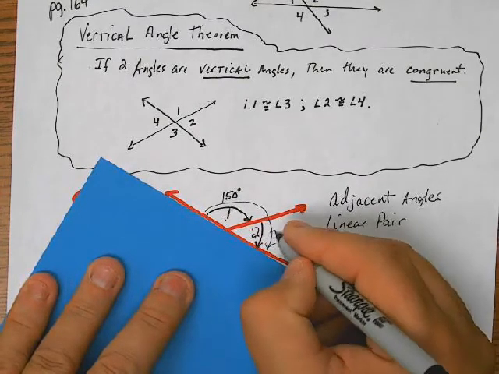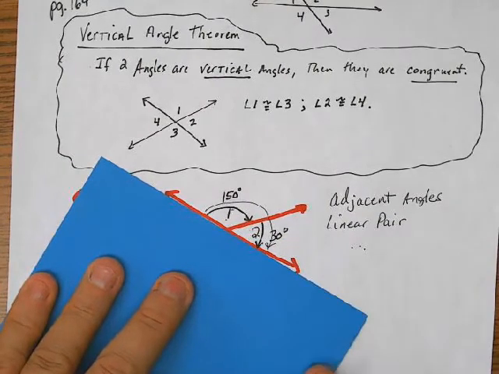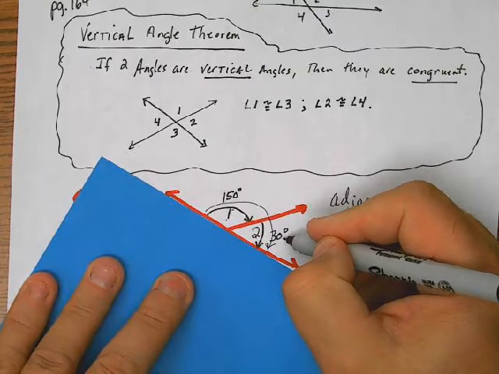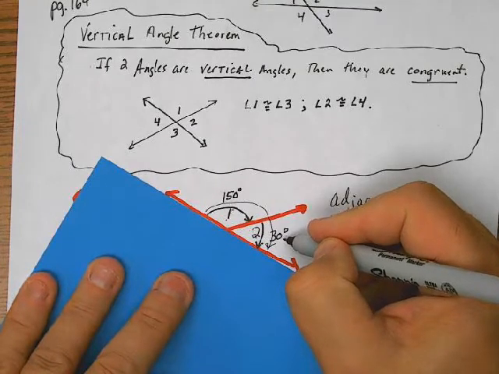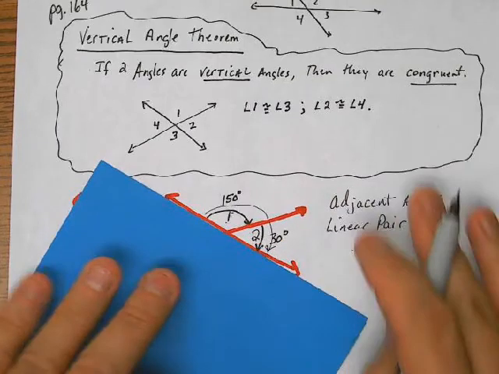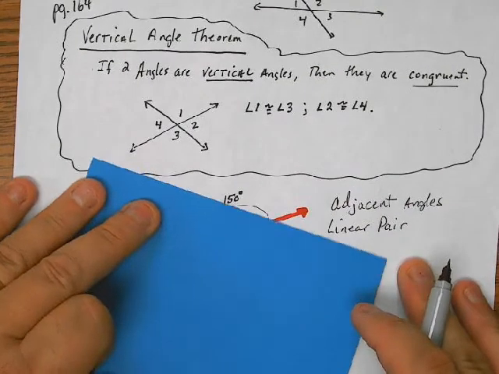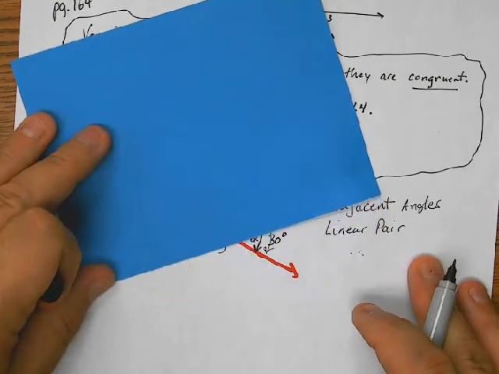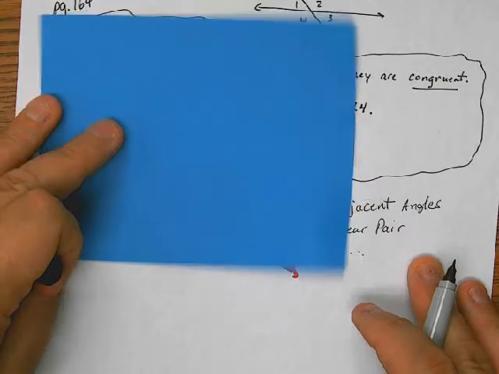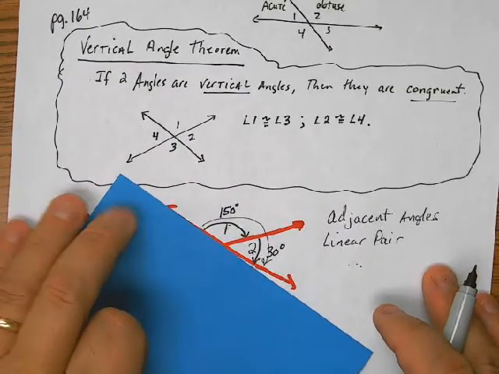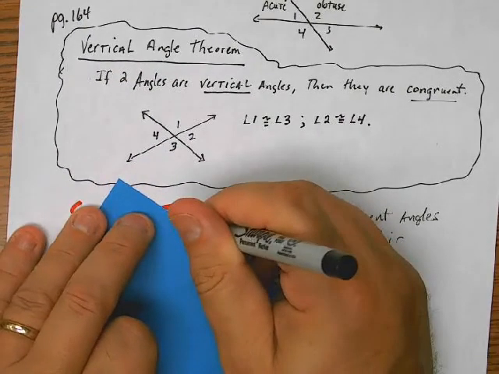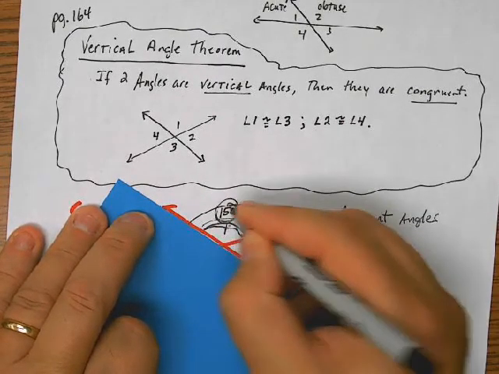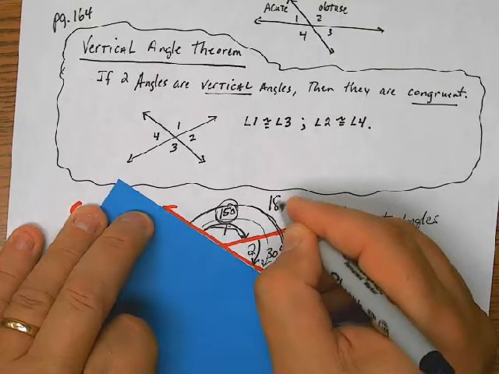Yeah. Does everyone see that and agree with her? If this is 150, this one has to be 30. Right? See that? Okay, good. Now, let's change your view a little bit here. Okay. It's a straight line, right? What's the degree measure of a straight line? So if from here to here is 150 and the whole thing is 180, how do I find?